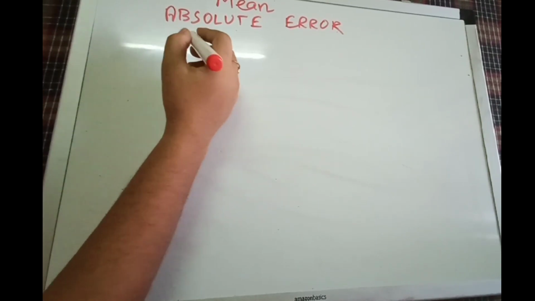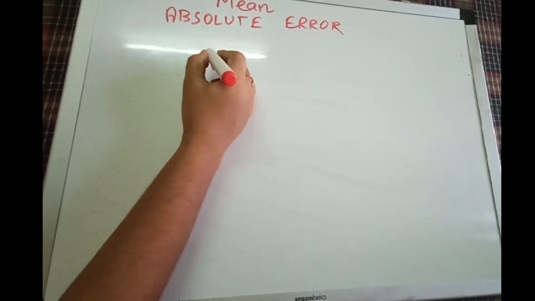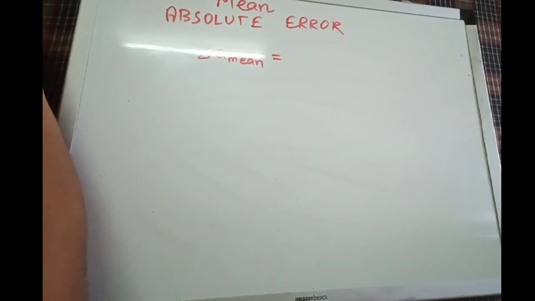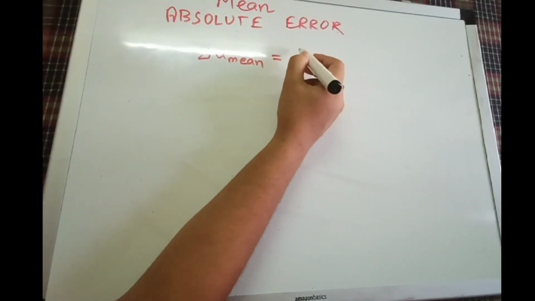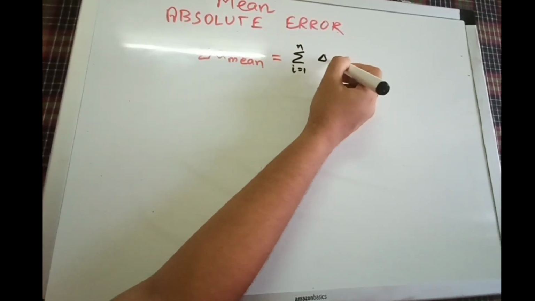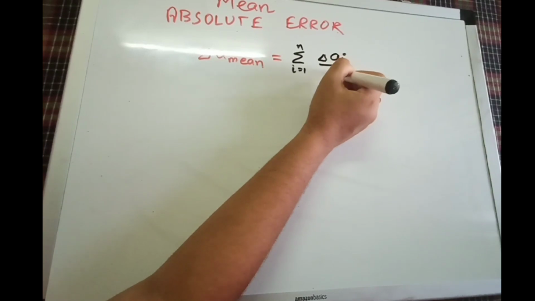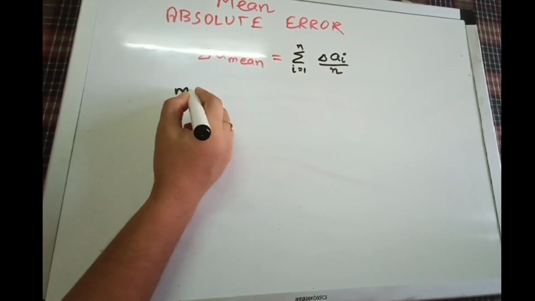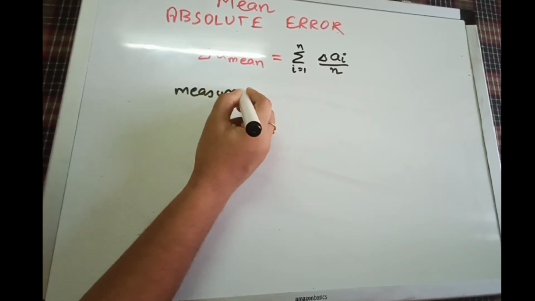Now the next term is mean absolute error. As the name suggests, it is the arithmetic mean of each of these absolute errors. It is denoted by delta A mean. So simply, you have to add all these absolute errors that we have found out, delta A1 plus delta A2 plus delta A3 till delta An, and divide by the total number of observations. So summation of delta Ai by n.